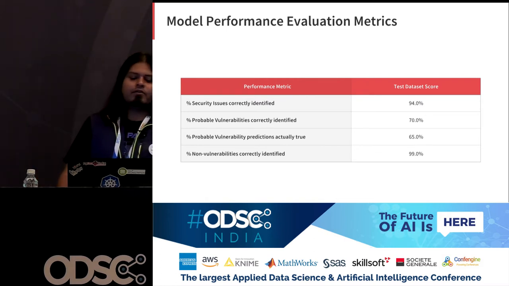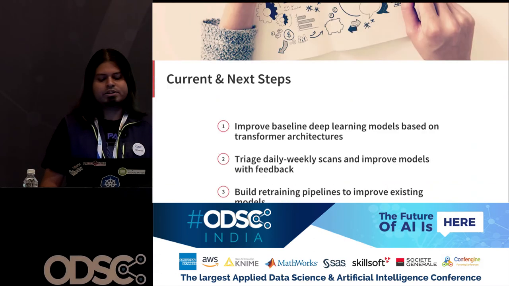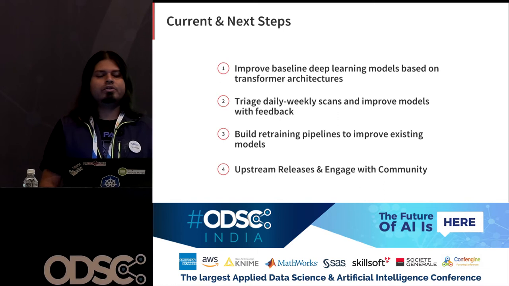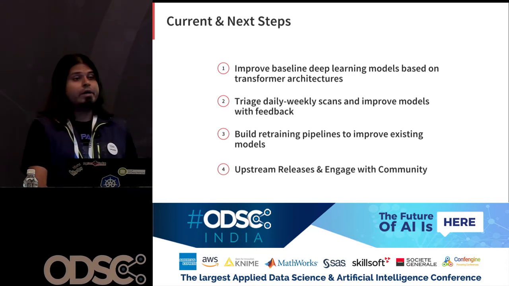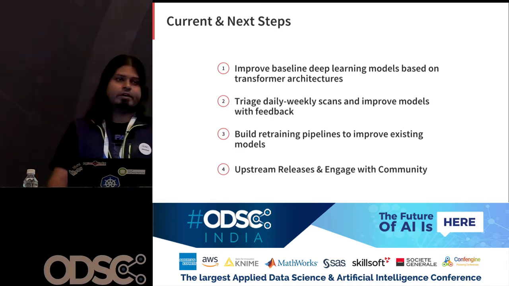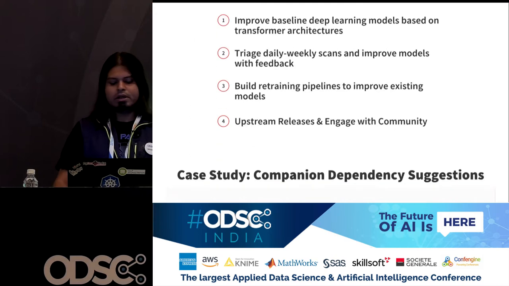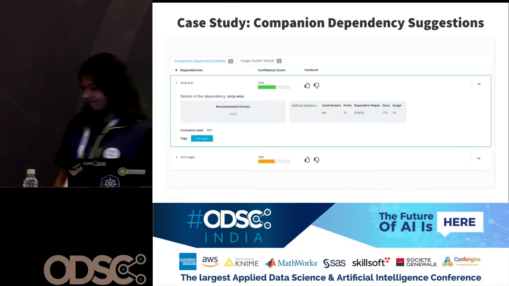So this brings me to the end of our use case, and the next steps, like I said, are working on transformer models, doing weekly scans, improving our models, and definitely engaging with the community, maybe if you can provide us with better models and improve it for everyone. So now we'll move on to the second use case.